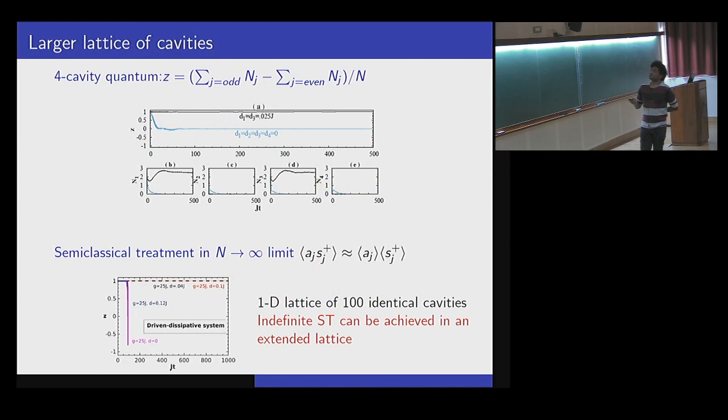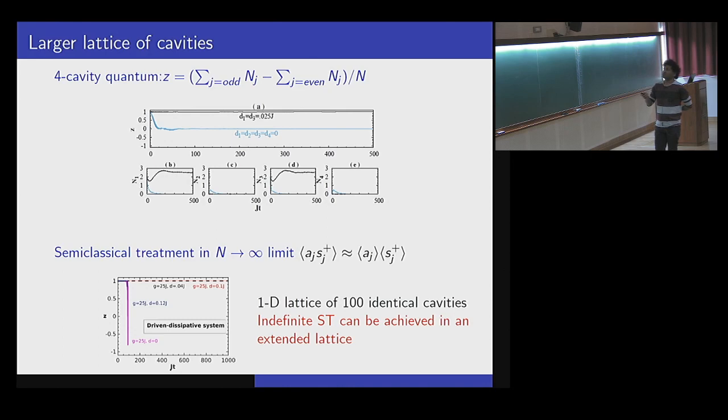So now we go for a larger lattice of cavities. Here we take 4 cavities for a quantum case, and Z is defined as the summation of odd population minus even population divided by n. So here also we see similar physics. We drive only the odd cavities, the first one and the third one, and we achieve a self-trapped situation for the driven case.